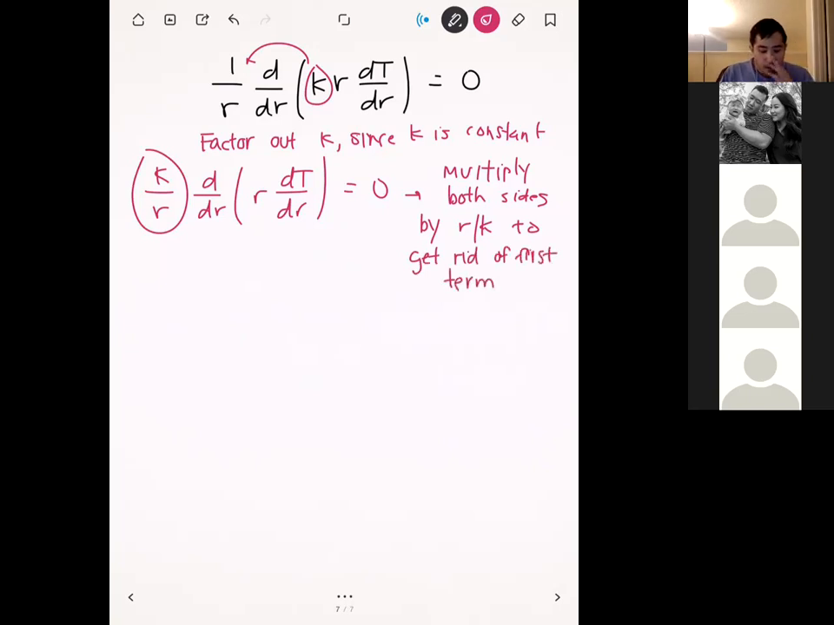Okay. And so on the left-hand side, we're going to cancel out the K over R. And on the right-hand side, we have 0 times R over K, which is just going to be 0. So we've effectively gotten rid of that. What we're left with is d/dr of (r dT/dr) equal to 0. This is nice because on the left-hand side, we have a derivative out in front, and there's nothing impeding that derivative. And on the right-hand side, we just have 0.